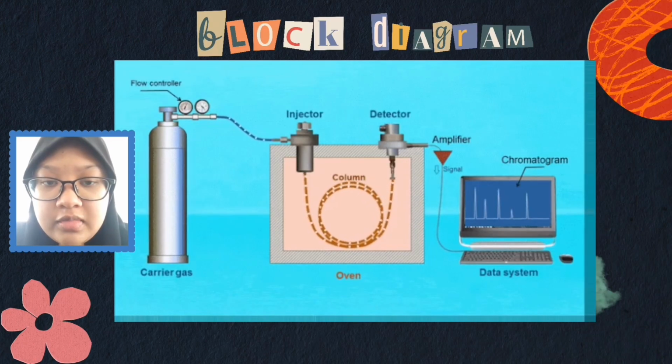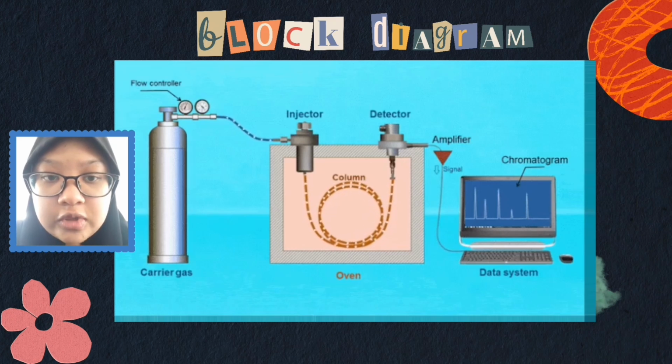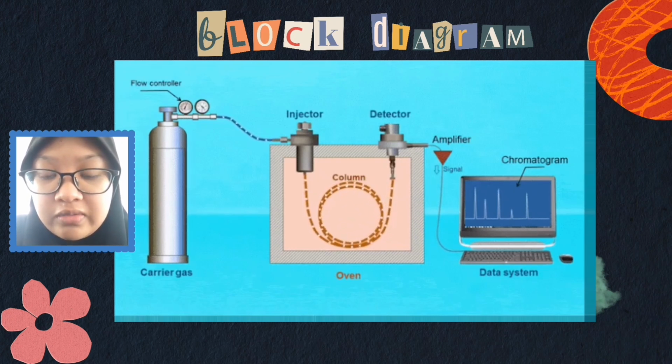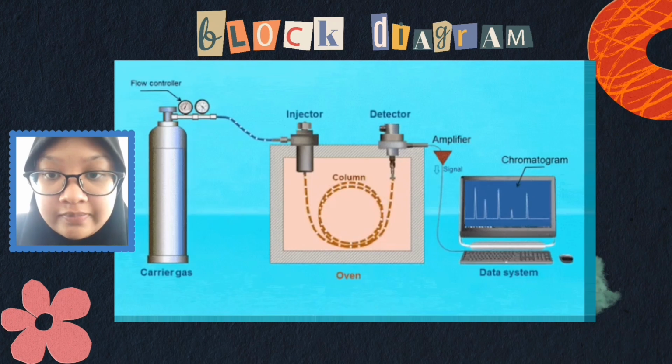This diagram shows the flow of the sample in the gas chromatography. First, the sample will transfer from the carrier gas to the flow controller. Then, the flow controller will control the pressure of the sample to go through the injector. The injector will then inject the sample into a column for the separation process, while the oven will control the temperature of the sample. After the sample is completely separated, it goes to the detector. The detector will then identify the sample, then it goes to the amplifier. The amplifier will then send the signal to the chromatogram to analyze the sample in the data system.